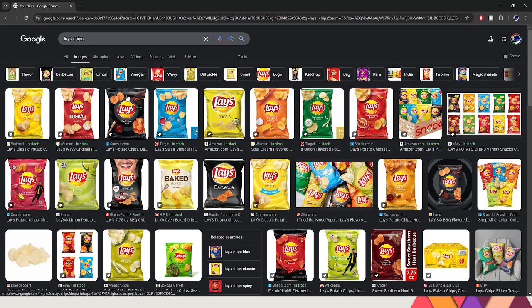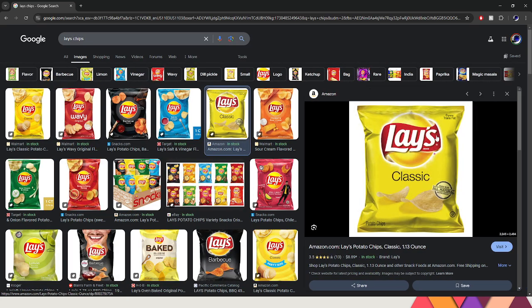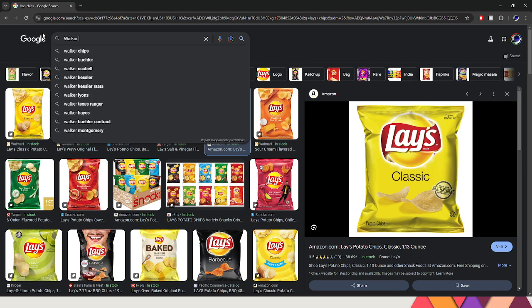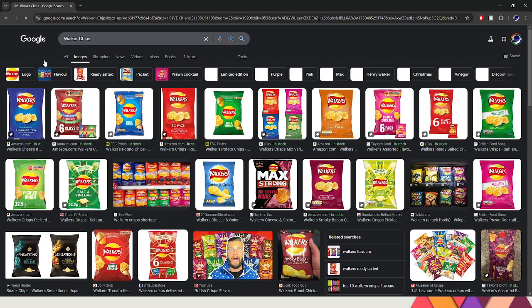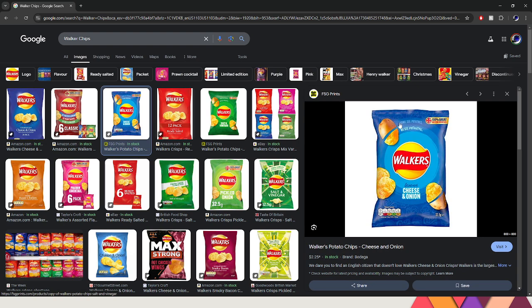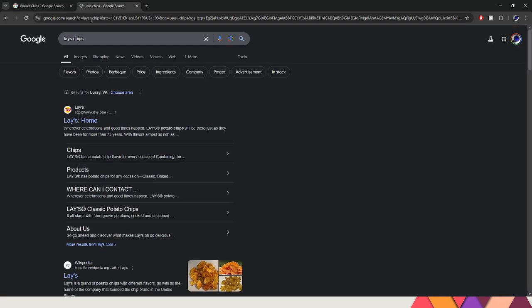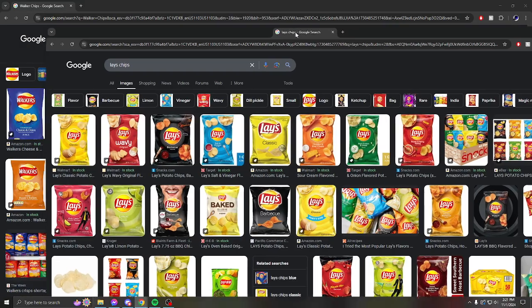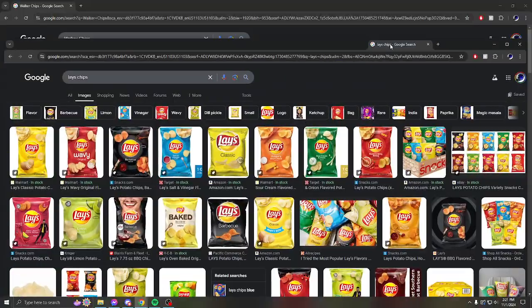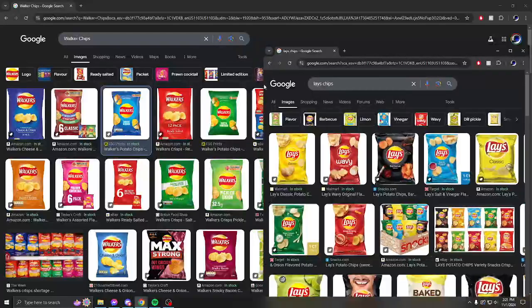So if we look at an image of Lay's chips branding, we know these very well. This is a very classic Lay's branding that we all know. However, if you go to England and you get Walker's chips, they are made by the same company as Lay's. And you can see here that the branding is very similar. It just says Walker's instead of Lay's, and there are some different flavors. So I'm going to pull up a tab again so that we can see them together. Let's go to images.